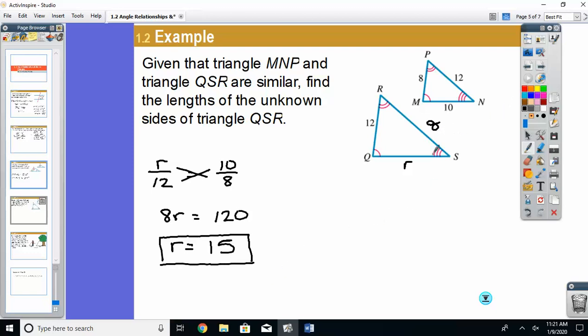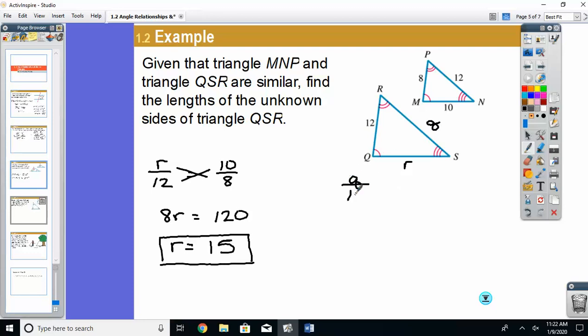Now finding Q, we have to do the same thing. We're going to set up a proportion. I would recommend not using side R in your proportion if you can avoid it, just in case you somehow messed up on side R. That way you don't mess up on all the others. Does that make sense?